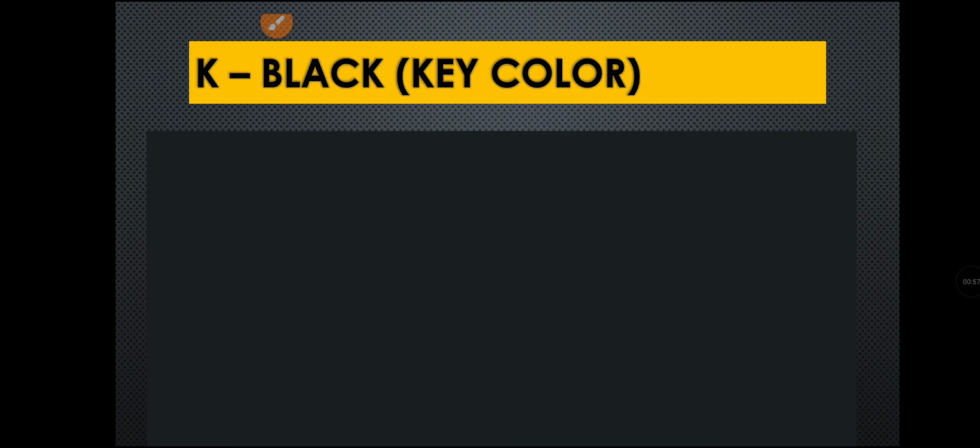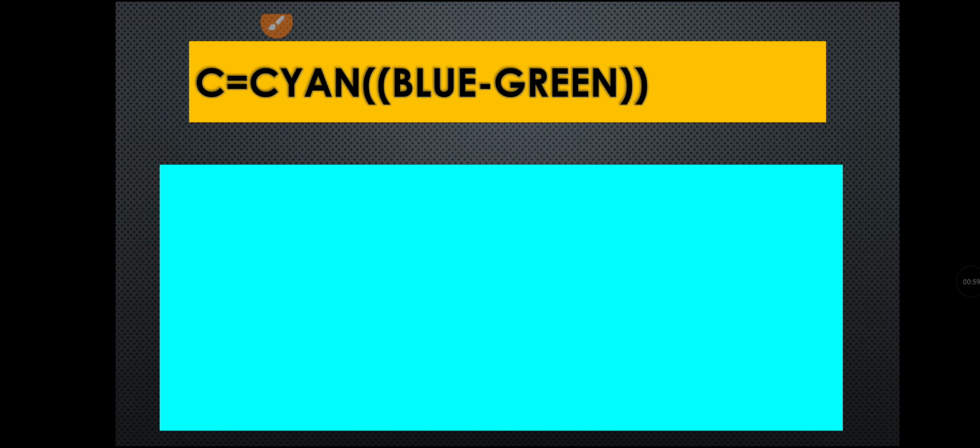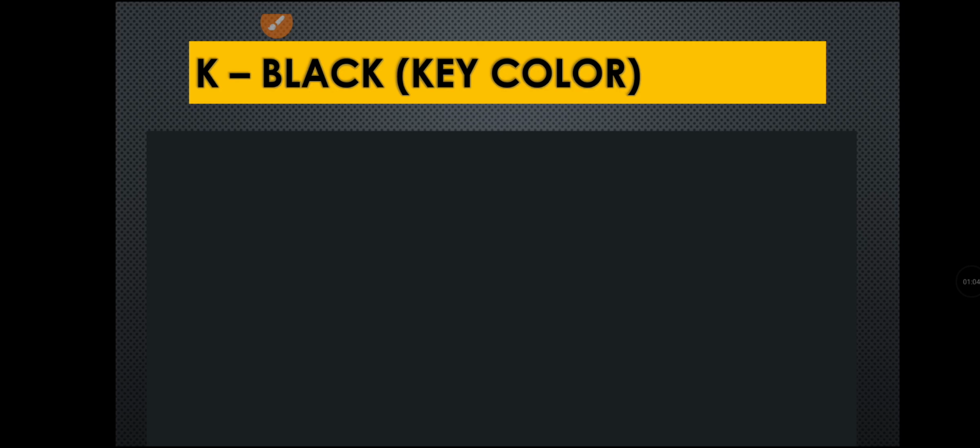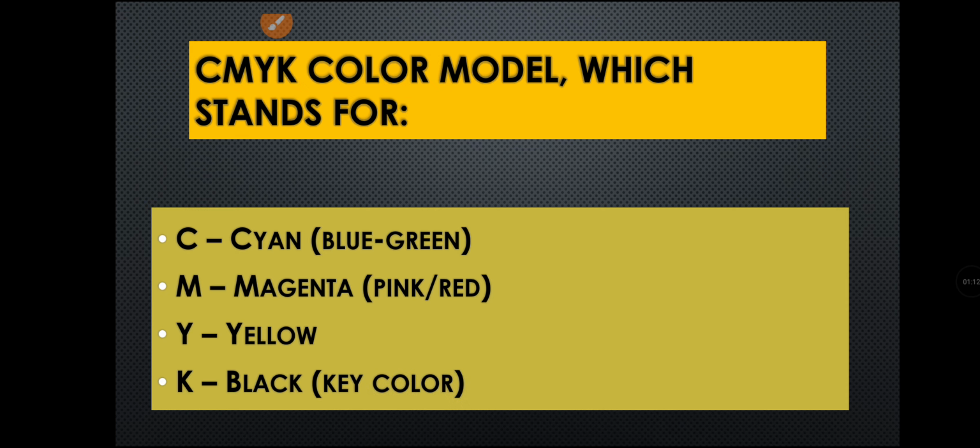So these four colors, that is, cyan color, magenta color, yellow color and black color, these four major colors we use as primary colors in printing. All the printers use these colors, remember.